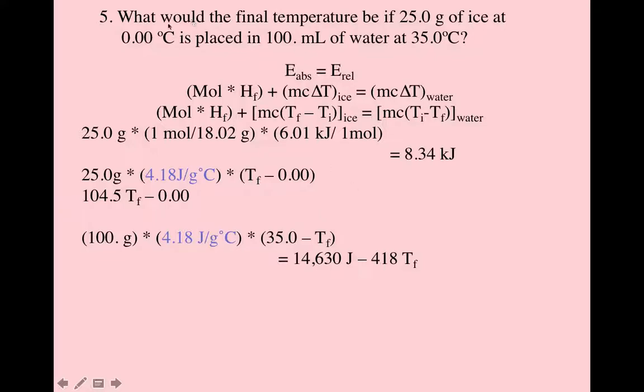So I know this is complicated. First thing we did was we took the moles times the heat of fusion to figure out how much energy is going to be absorbed by the ice as it melts. Then we wanted to figure out how much energy is going to be absorbed by the now water, the cold water, as it heats up. And we don't exactly know, but we know it's going to be 104.5 times TF. And then we want to know how much energy is released by the water as it cools down. And again, we don't exactly know, but we have 14,630 joules minus 418 TF.